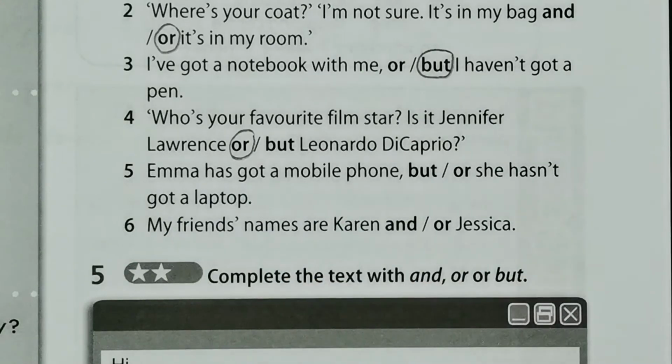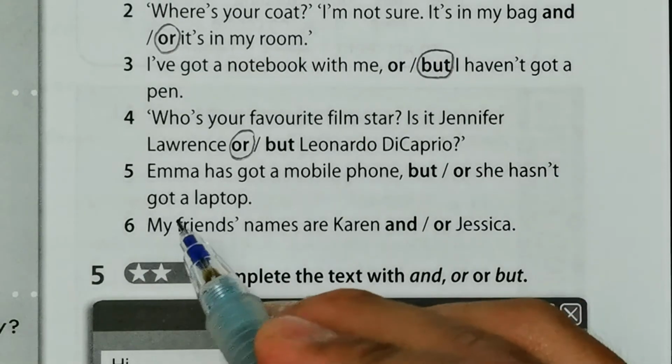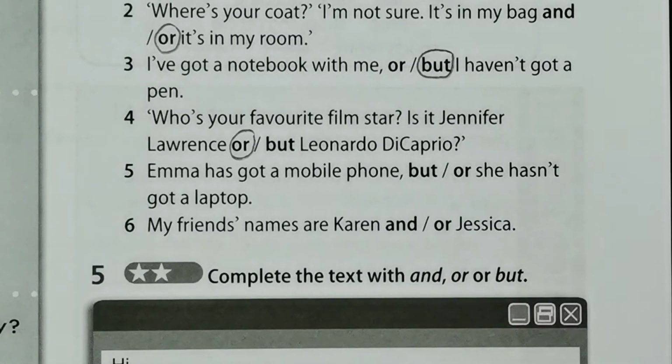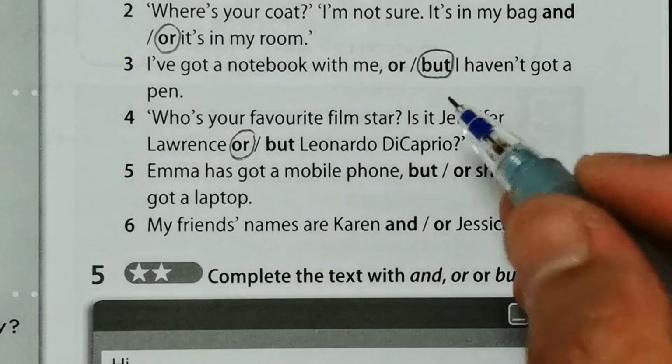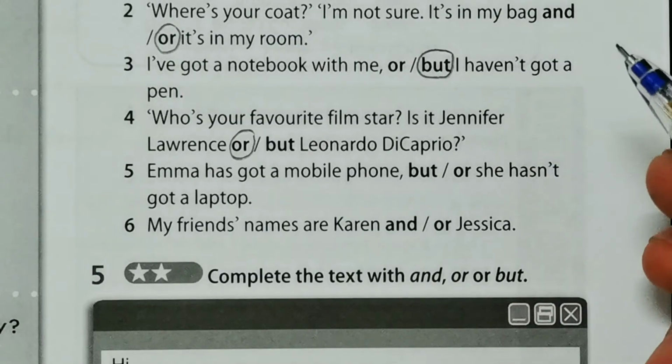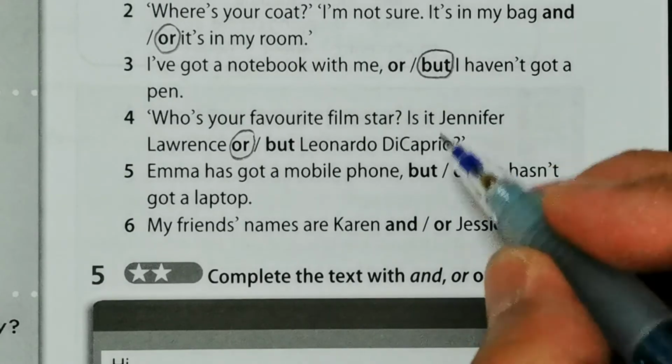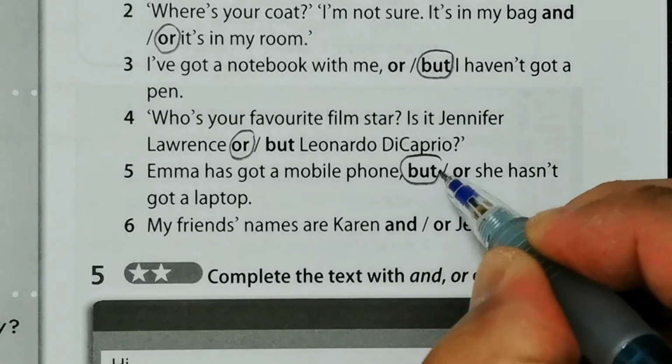So number 5. Emma has got a mobile phone. She hasn't got a laptop. So this is but. So Emma has got a mobile phone, but she hasn't got a laptop. So number 5, but.